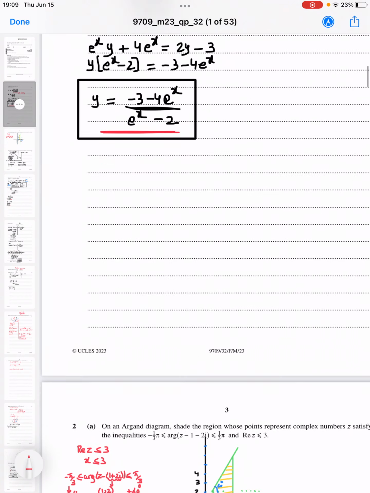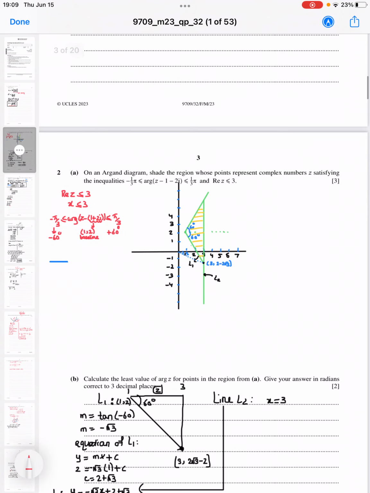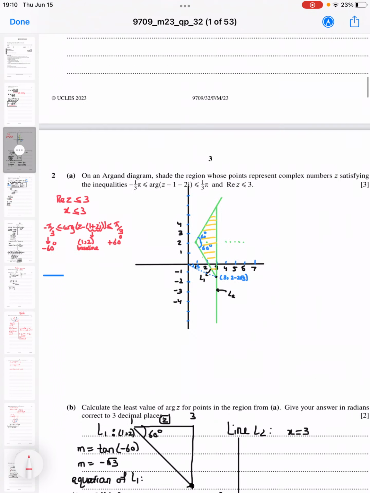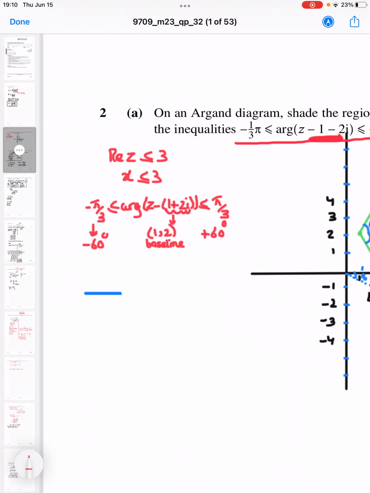So question number 2 says that on an Argand diagram show the region whose points represent the complex number satisfying the inequalities. The argument of z is between minus pi by 3 and pi by 3, and the real part of z is less than or equal to 3. So this is an angle locus. The base starting point is this, which is 1 plus 2i. So (1, 2) is the baseline, and the angles are from minus 60 to plus 60.